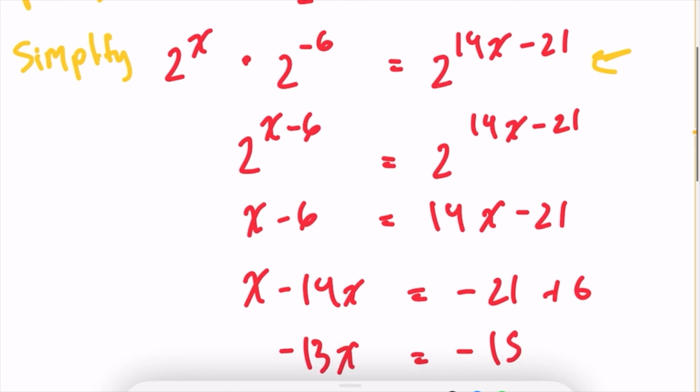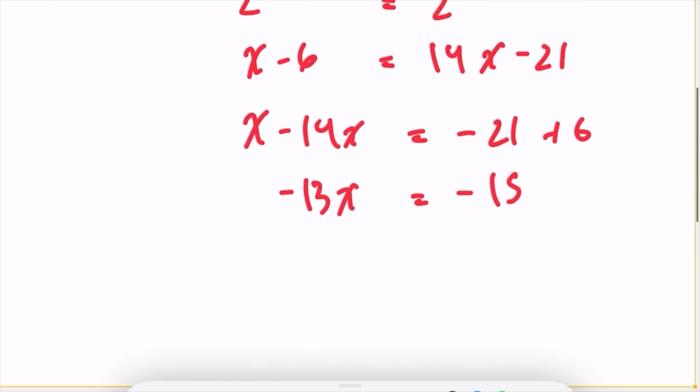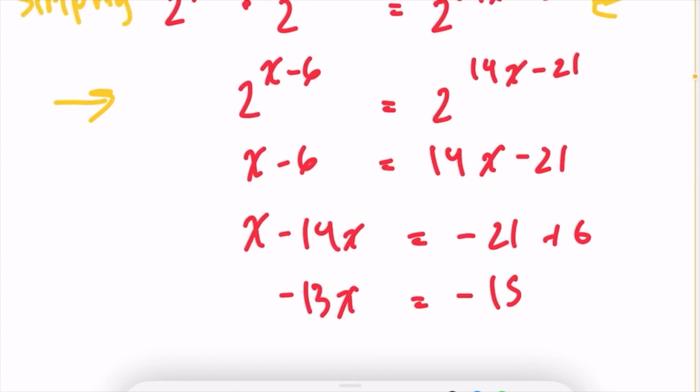Now, using the exponent law, where if you have the same base, you can add the exponents. 2 to the power x times 2 to the power negative 6 would be 2 to the power x minus 6. And so you can simply add the exponents right there.